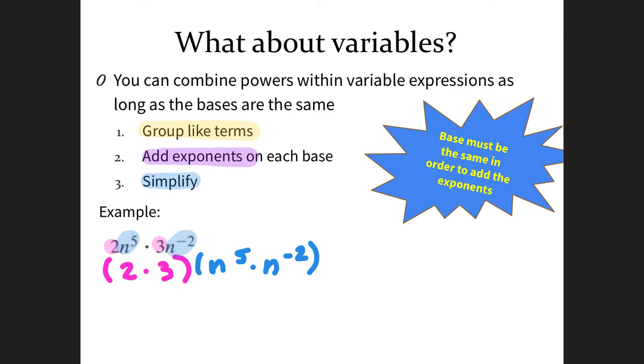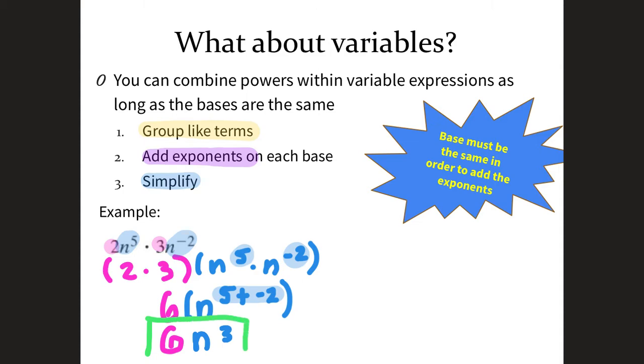Now if I simplify, we know that 2 times 3 becomes just 6. And then with our exponents, we're going to add the exponents of those like bases. So it's going to become n to the 5 minus, or plus -2, however you choose to write it. And when I combine the 5 plus -2, it becomes just 6 n to the 3rd, giving us our final answer.